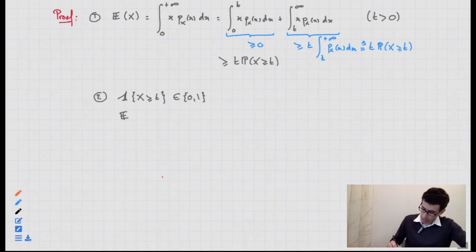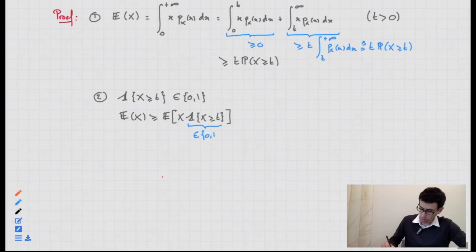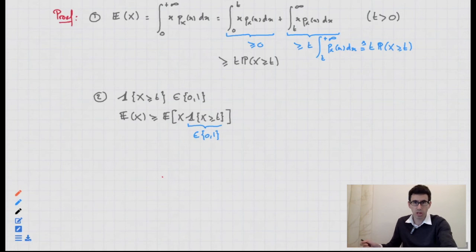And as a result, I can always do the following trick. When I look at the expected value of X, I can always lower bound it by the expected value of X times the indicator function of X greater than or equal to t. And the reason I can do that is because, as I mentioned, this quantity here is between 0 and 1. It belongs to {0, 1}. So if you're lucky, you multiply by 1, you don't change the value. If you're not lucky, you multiply by 0, and you reduce the value. Now, when you look at that expectation, you always multiply by the indicator function of X greater than or equal to t.